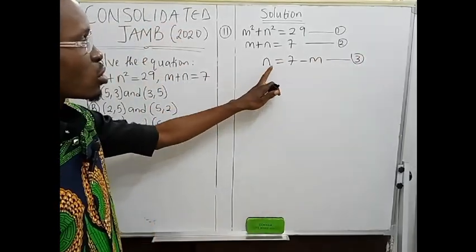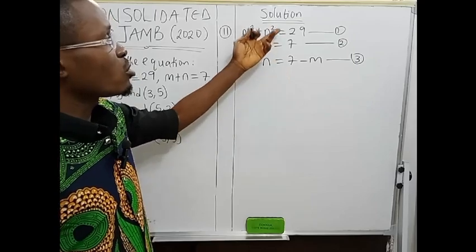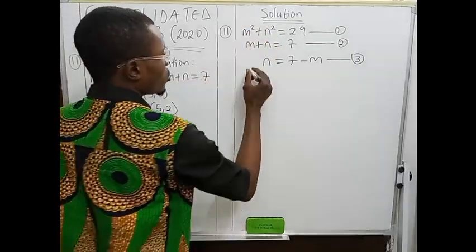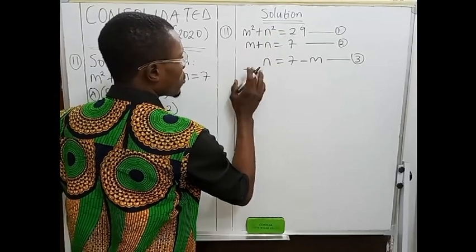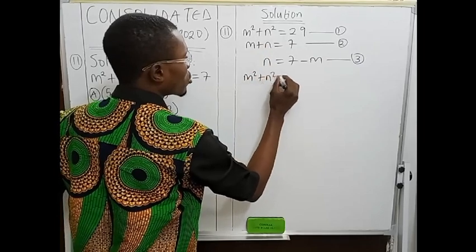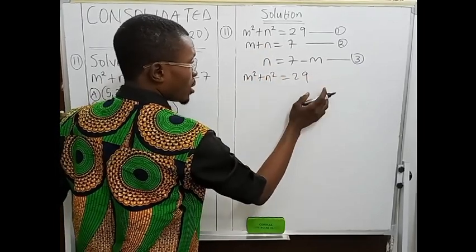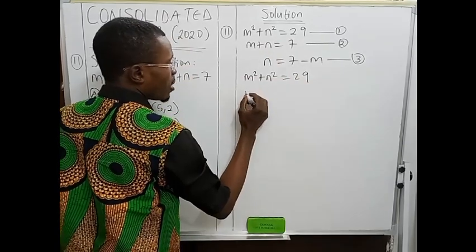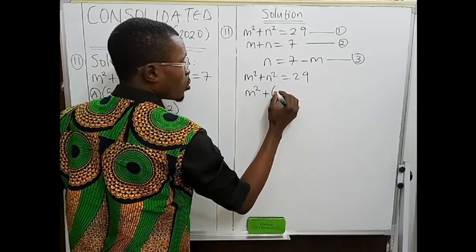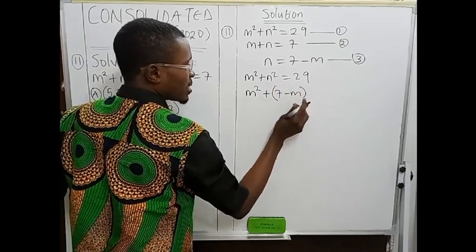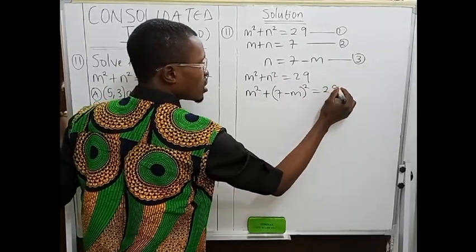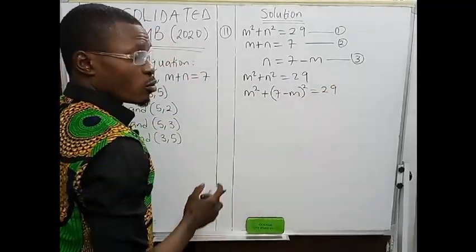So my n is what? 7 minus m. I substitute into equation 1, and then I have equation 1 in terms of m only. So substitute 3 in equation 1. I have m squared plus n squared equals 29. That's equation 1. When I substitute n, I'm going to have m squared plus n is what? 7 minus m. Remember, n is squared here, and the square equals 29. I have terms of m only.